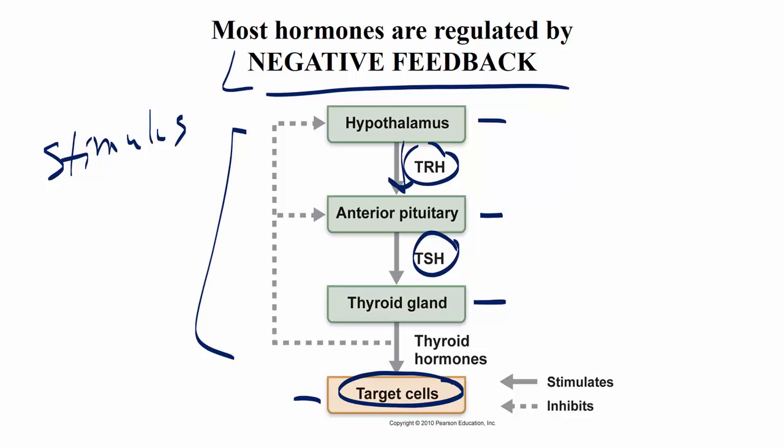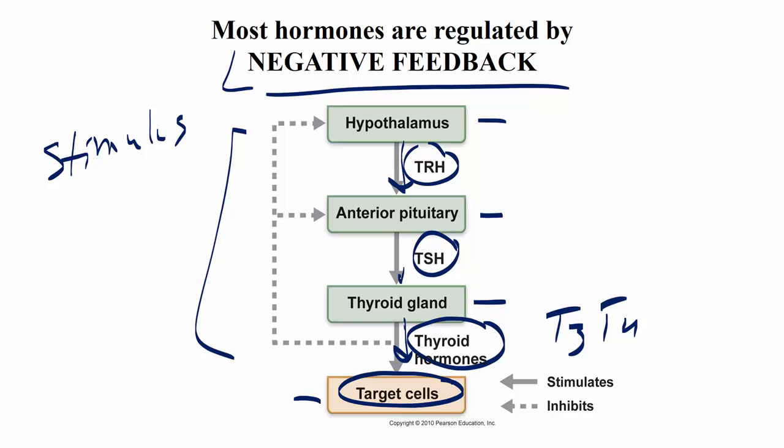The target for thyroid stimulating hormone is the thyroid gland. So when thyroid stimulating hormone has been released from the anterior pituitary, goes out to the thyroid gland, it causes the thyroid gland to produce thyroid hormones. Thyroid hormone is what you measure in your blood, and that thyroid hormone, usually T3, T4, goes out to those target cells and causes them to do what they're going to do.